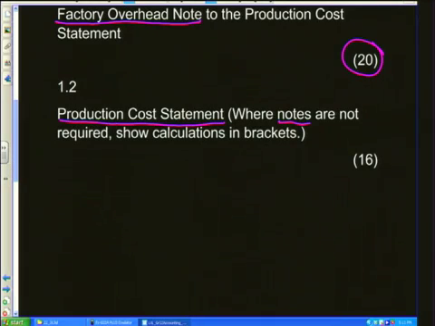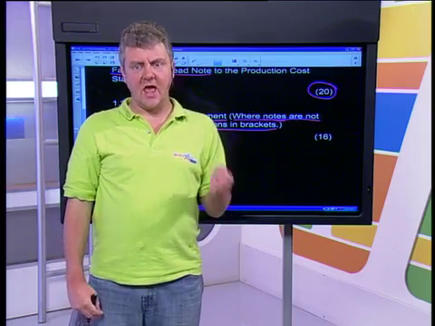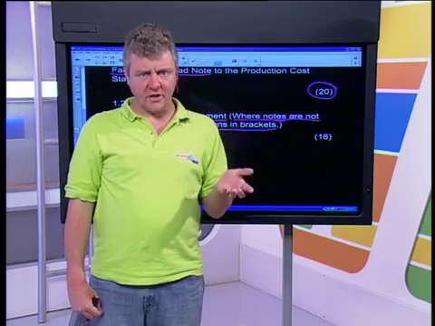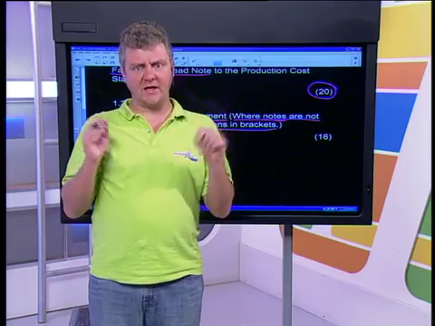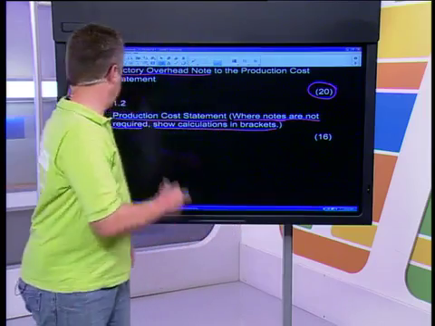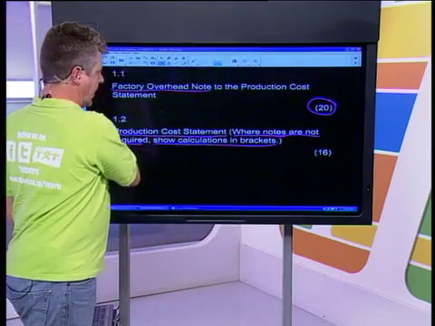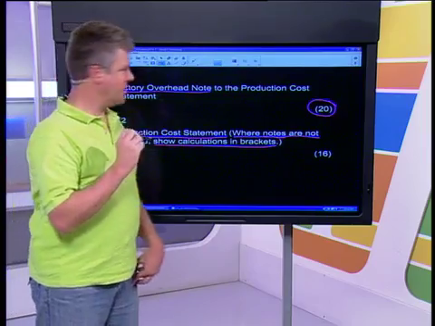But they give this important instruction: where notes are not required, show calculations in brackets. That's very important because the examiner is going to check that you get part of the calculation right even if you make a mistake, and you'll need to make sure that you get those part marks by opening up a bracket and doing the calculation of any relevant item. So make sure you understand how to indicate the calculations in brackets.